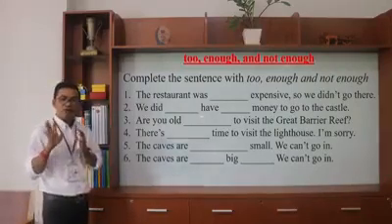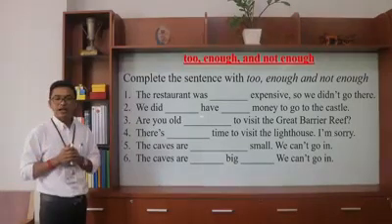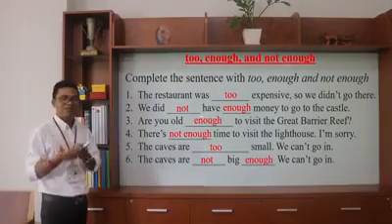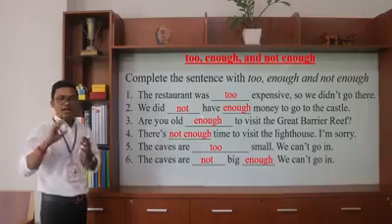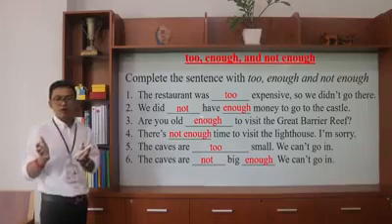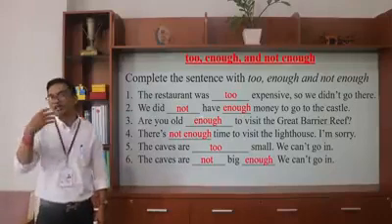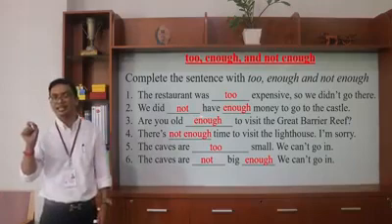And then number 4, there's not enough time to visit the lighthouse. I'm sorry, I gave you the answer already. And number 5, the caves are blah blah small, we can't go in. So you see, more than we expect, so we cannot go into the cave. So we have to use too plus adjective, right?